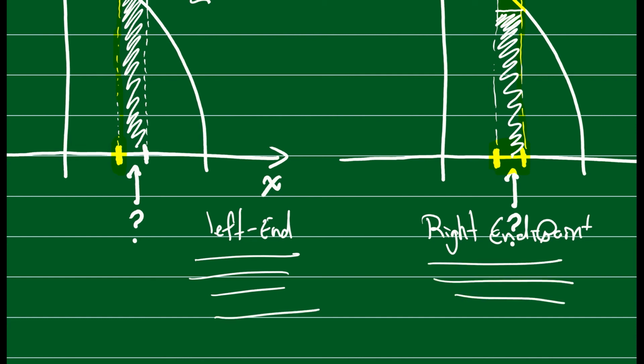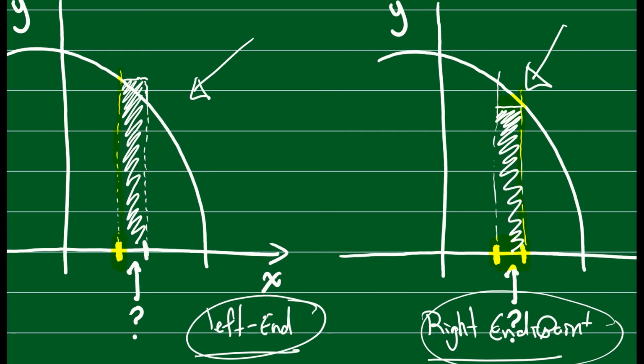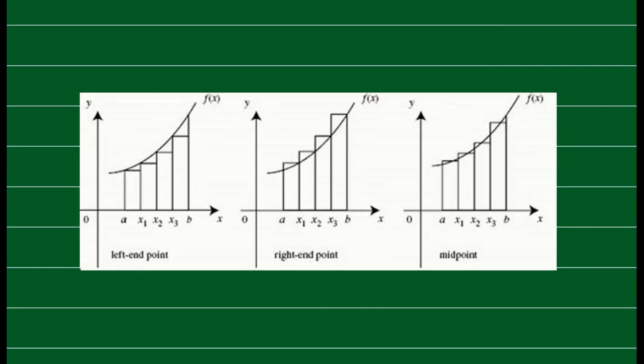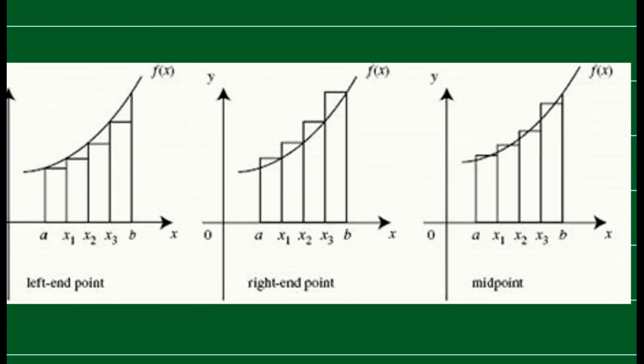Why do I do that? Because it's easier for you to first decide if it's going to be a left endpoint or a right endpoint, and then based on that drawing, that's how you determine if it was an overestimate or an upper sum, or an underestimate or a lower sum. These are some of the possible ways to calculate the area.